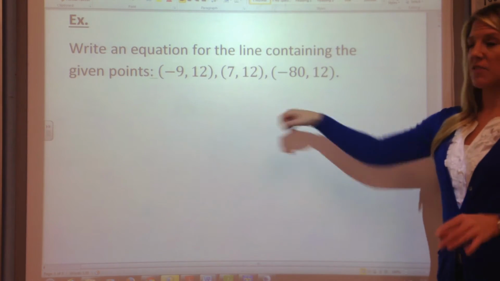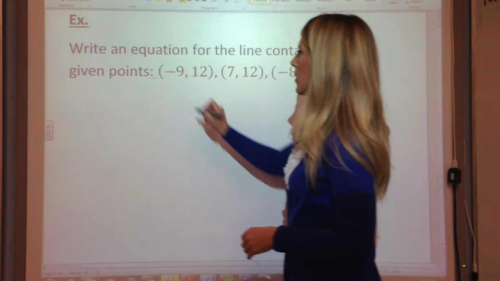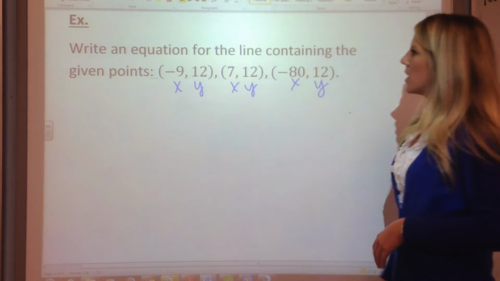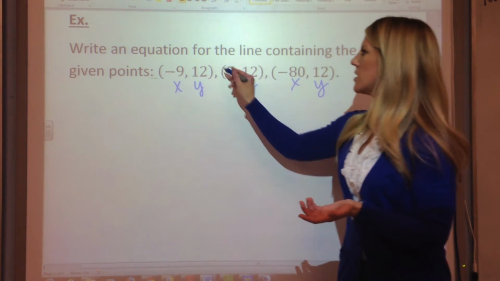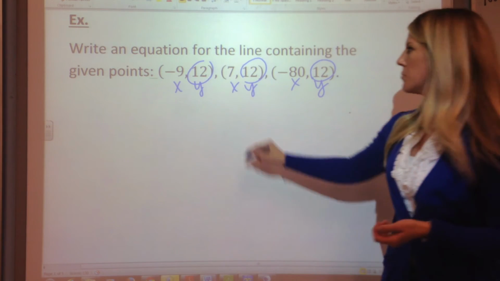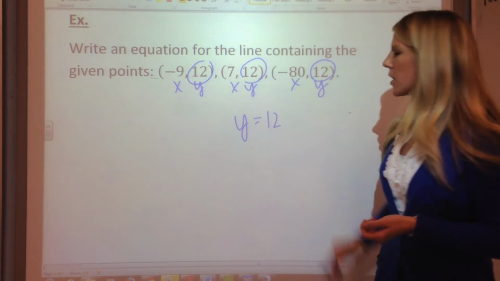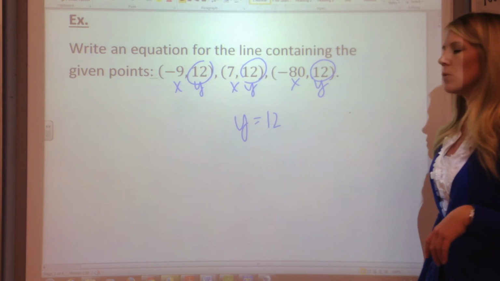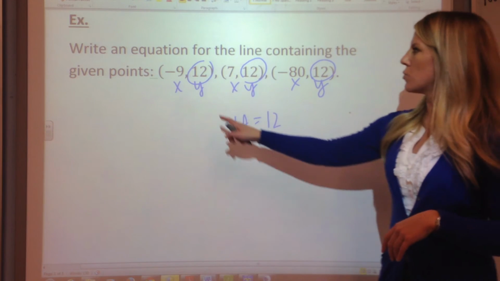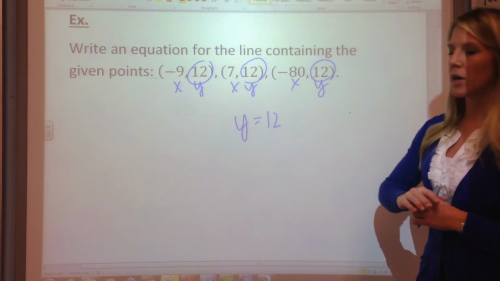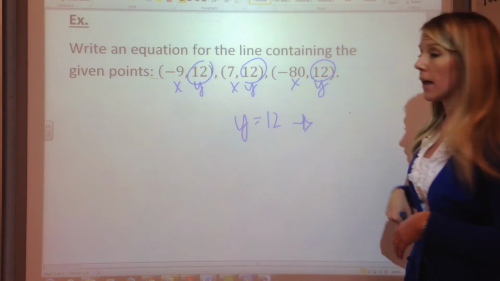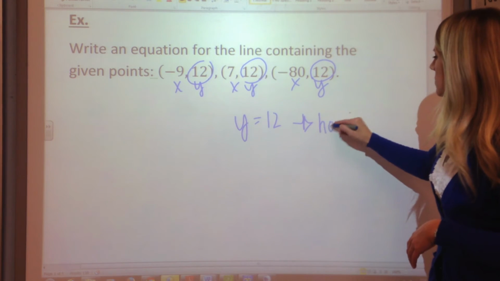Writing an equation for a given set of points. So we want to go through and look. We know every pair has an x and a y. Well, is there something that we notice? Hopefully you see, hey, this y value is always 12. So the equation of this line must be y equals 12, because no matter what point I pick on this line, y is always going to equal positive 12. Therefore the equation is y equals 12, which means this is a horizontal line.